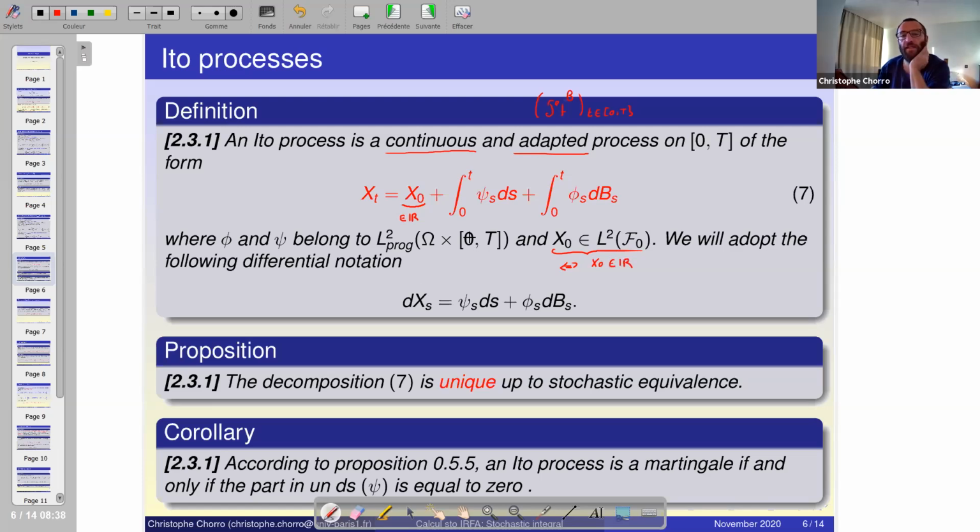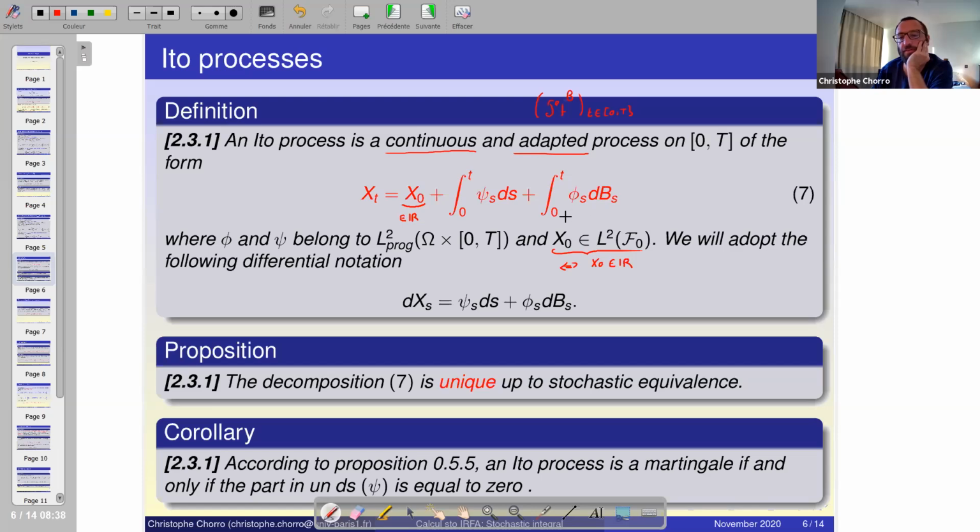Okay, then I have a Riemann integral. And to give sense to this Riemann integral, I impose the psi here to be in L2 prog. Why not? It's in the definition. And if I suppose this, I am sure that all these Riemann integrals are well defined. So a constant plus a Riemann integral plus another term.